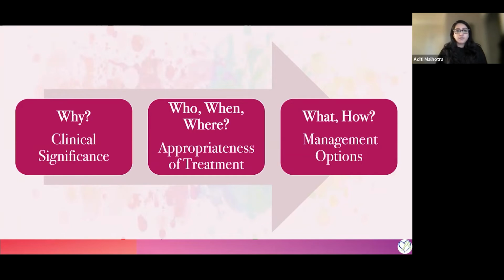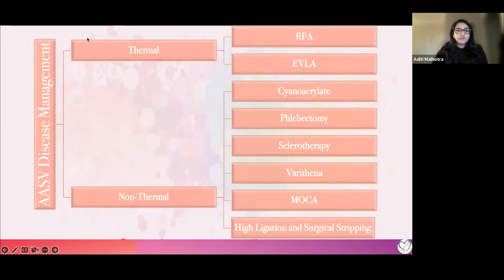So what are our management options and how do we decide which ones to use when it comes to our patients with symptomatic AASV disease? So here I've broken down and created a table so that you can see that there are thermal options and non-thermal options. In the thermal options, we have radiofrequency ablation, and then we have endovenous laser ablation. In the non-thermal options at the very bottom is our classical surgical stripping. And then as you're moving upward, you have the phlebectomies, the foam sclerotherapy, Varithena, MOCA, and cyanoacrylate. And I'll go through each of these and the evidence behind each one.